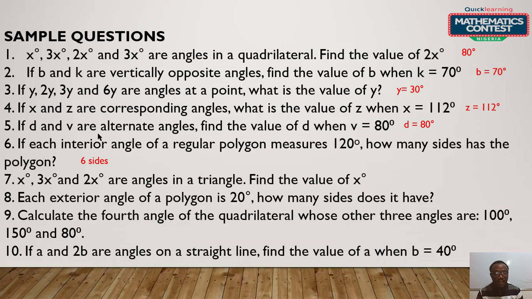Time up. Now, to get the answer, add up all these values: x plus 3x plus 2x gives us 6x equals 180. To get x, 180 divided by 6 is 30. Now, number 8, each exterior angle of a polygon is 20. How many sides does it have?